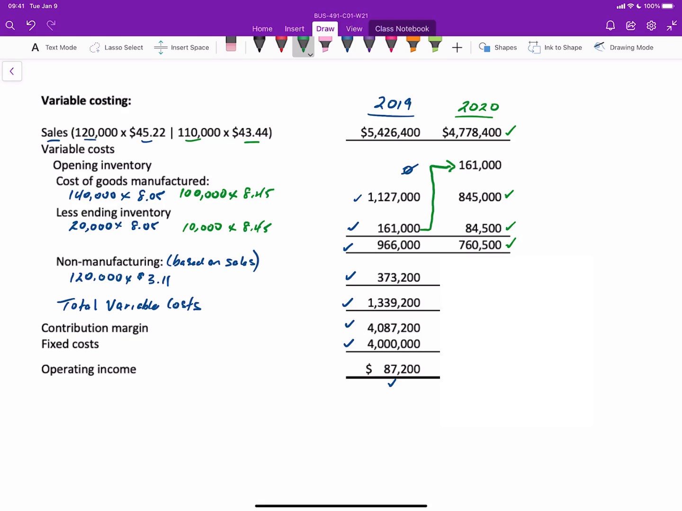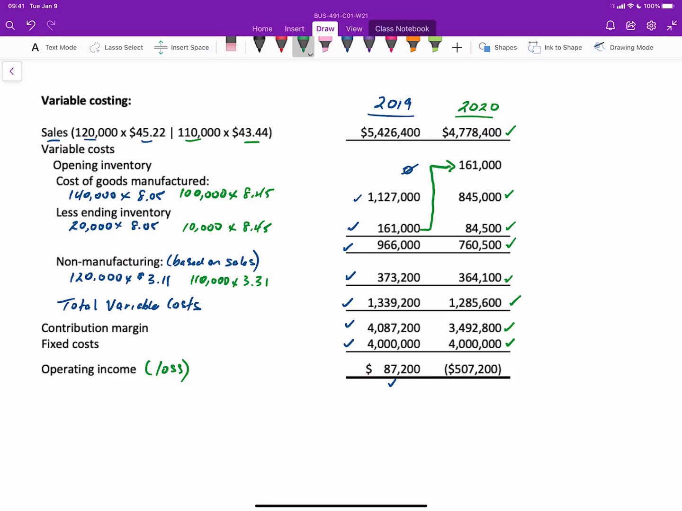And then the non-manufacturing costs for 2020 are based on sales, 110,000 times $3.31. So that's $364,100. Total variable costs for 2020 then, $1,285,600, giving us contribution margin $3,492,800. Our fixed costs happen to be the same in 2020. And so this time for 2020, you now have an operating loss of $507,200. So that's how we do the variable costing income statement, factoring in beginning and ending inventories.